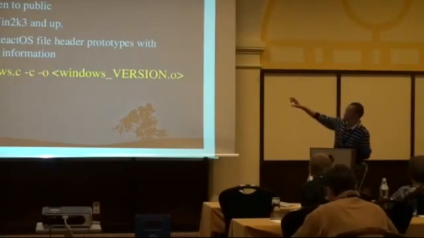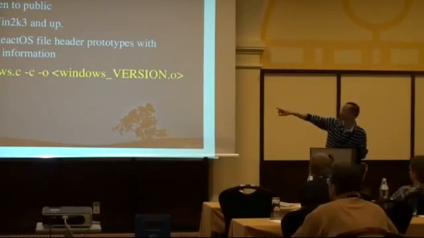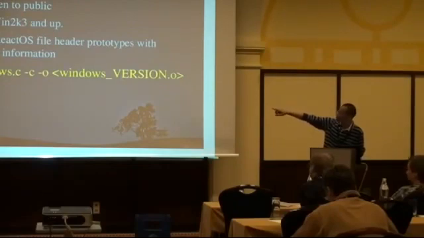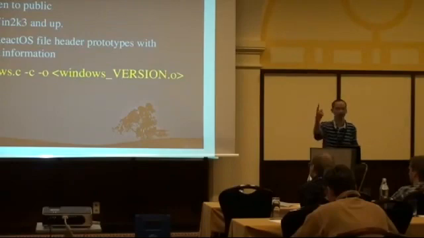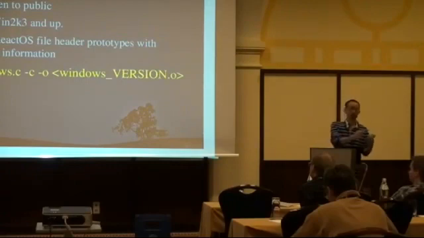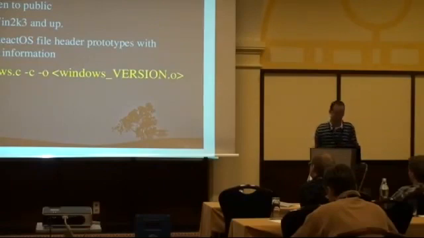So I compile the ReactOS file headers with the debugging information. You can see that I use a Z++ compiler. Using debugging information, I compile my object file. And after that, each Windows version has one object file: Windows XP, Windows 2003, Windows Vista, Windows 2008, Windows 7, and so on. Each Windows has one object file like that.